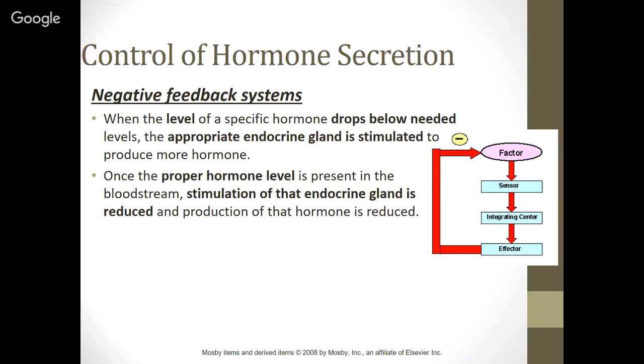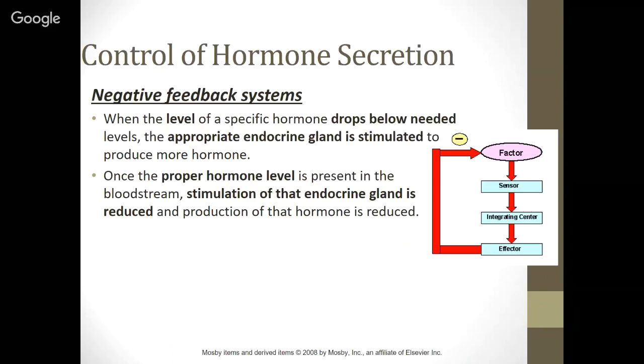So like I said, control of hormone secretion is based on a negative feedback system, like a thermostat in your house. When you set the thermostat to a certain temperature that is comfortable for you, the furnace will turn on and it will reach that temperature. And as soon as it reaches that temperature, the thermometer within the thermostat says to turn off the furnace. And that's a negative feedback system.